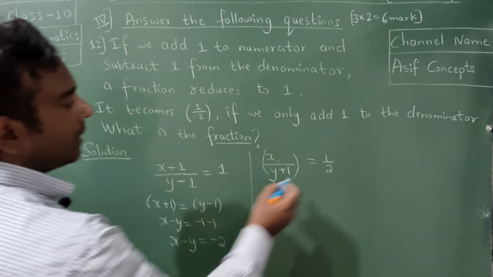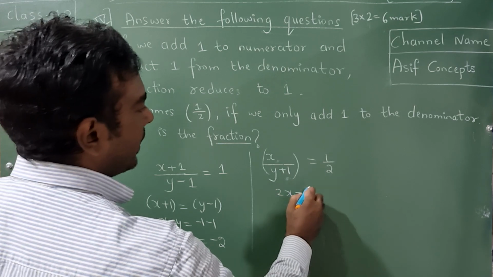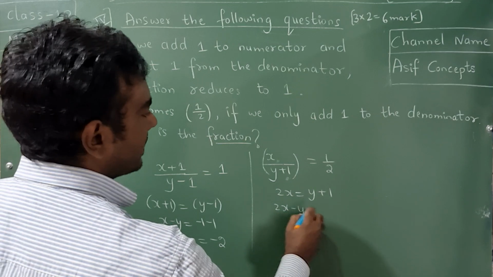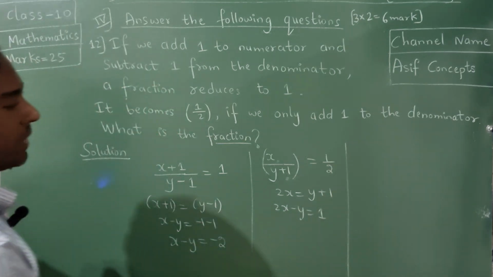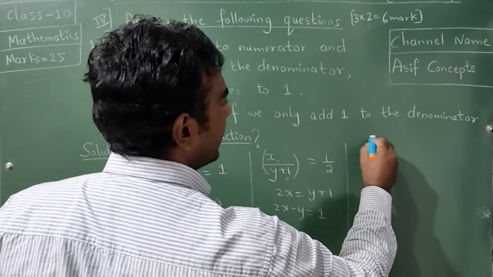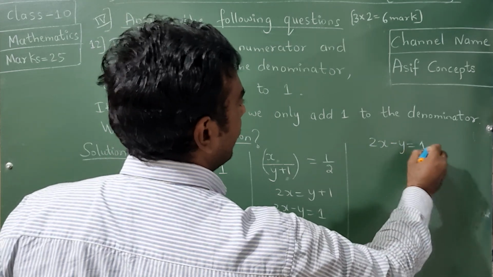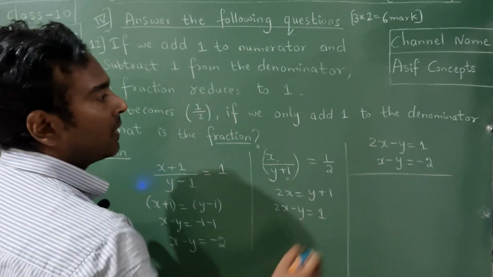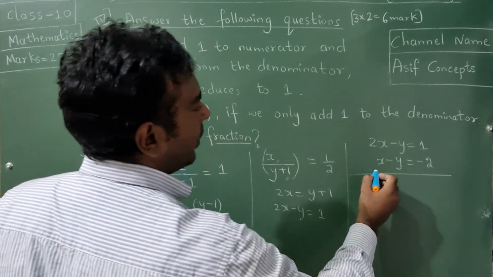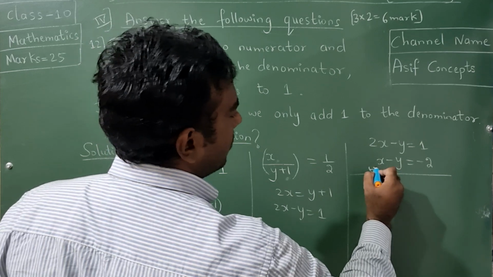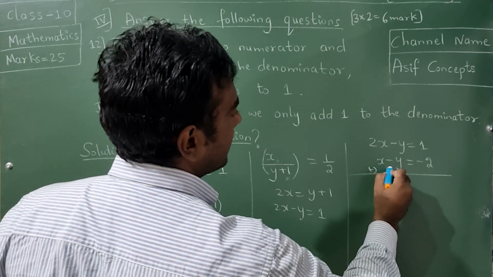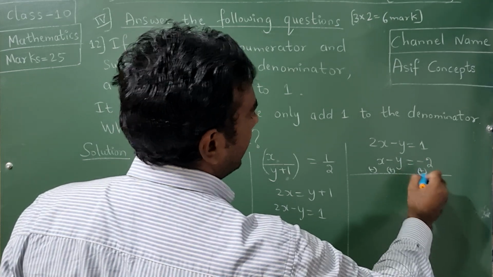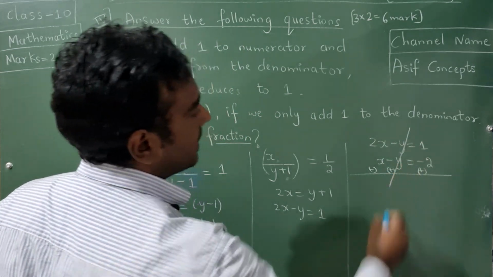This is one equation. Now, if I multiply this, so it will be 2x is equal to y plus 1. If I take y on the left hand side, it will become minus. This is the other equation. Now, solving these two, 2x minus y is equal to 1. Now, x minus y is equal to minus 2. These two variables are same. So, I am going to change the sign. If it is plus, then I must write minus, and if there is a minus, then I have to write plus. So, this minus sign and plus sign get cancelled.